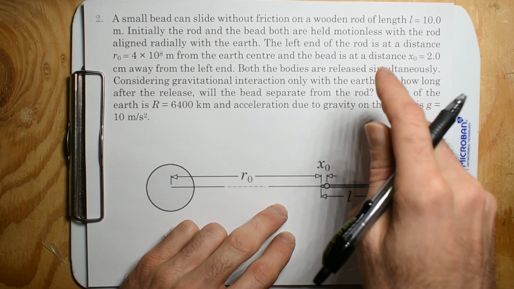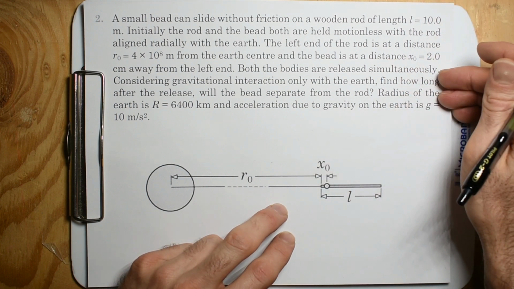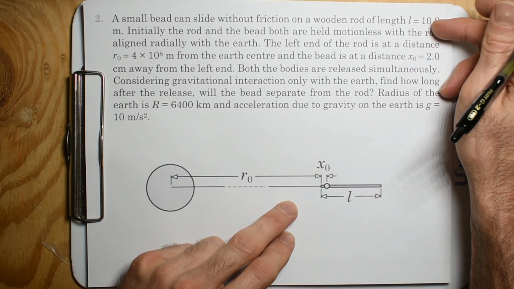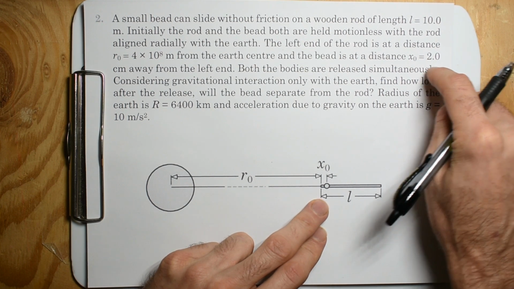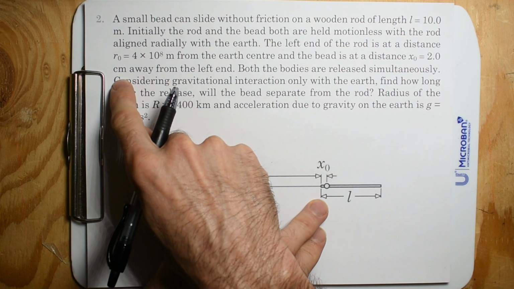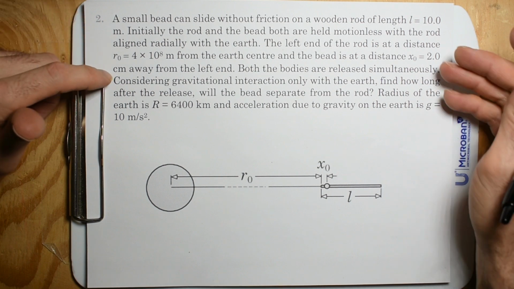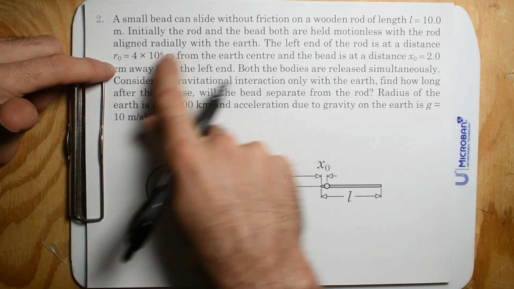I would never write a problem like this where you mix units. If I said this was 10 meters, I would say this distance is 0.02 meters away, but they just chose to use 2 centimeters. Now I get that, but man, my brain can't handle this.